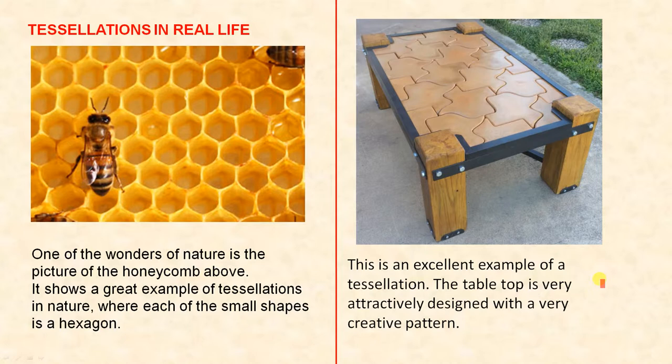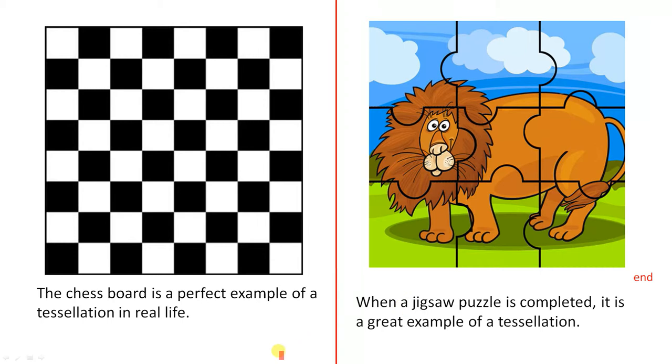The tabletop is very attractively designed with a very creative pattern. The chessboard is a perfect example of a tessellation in real life. And you've got all these little squares.